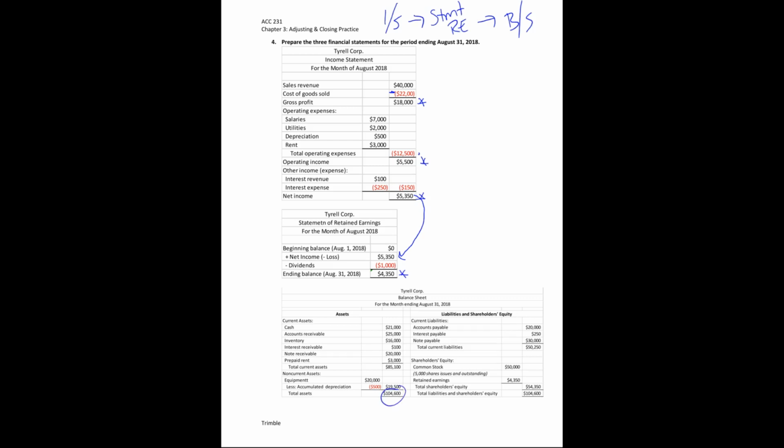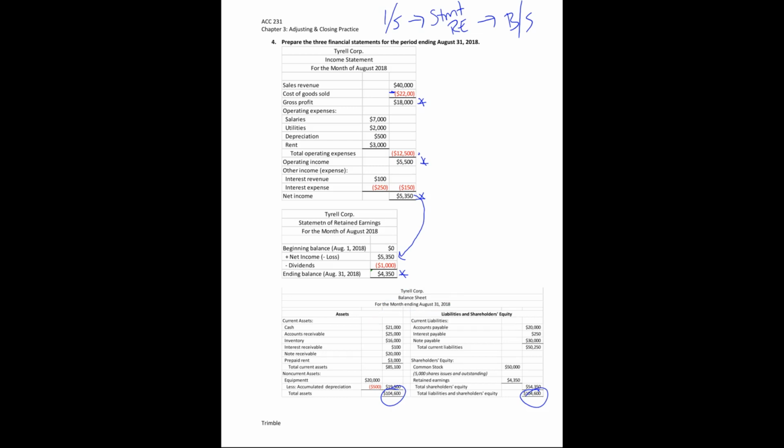And of course, these totals should always balance to make sure you created your statement correctly. Please make sure, as always, to label your statement and also to note that it's for the month ending, meaning that these are point-in-time accounts. So this is just a snapshot of their balances on the last day of the month.